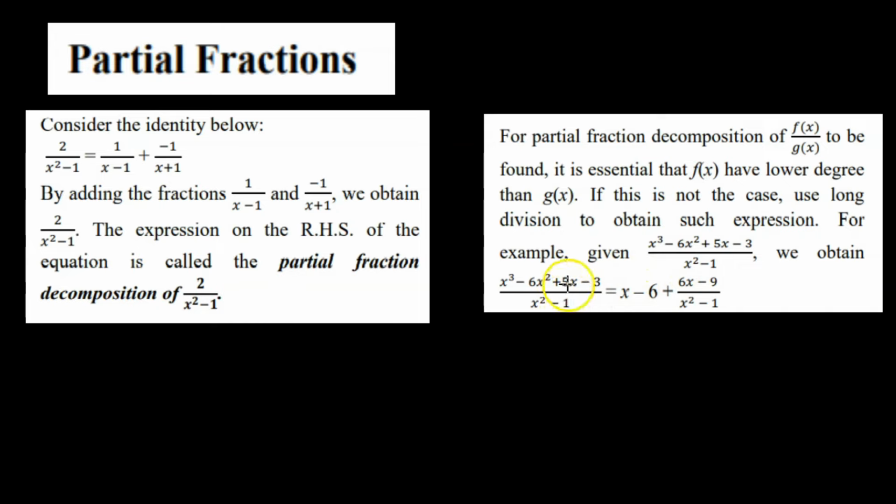So for the partial fraction, we first have to find how many times x squared minus 1 will go into the numerator, and it goes x minus 6 times, plus a remainder of 6x minus 9, divided by x squared minus 1. Therefore, when you are writing the partial fraction, x minus 6 becomes part of it, but we need to find the decomposition of 6x minus 9 all over x squared minus 1. We'll be doing similar examples later in our discussion.